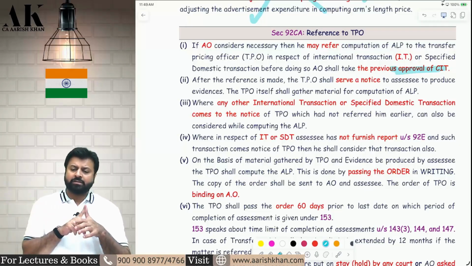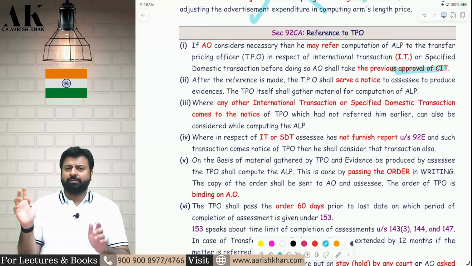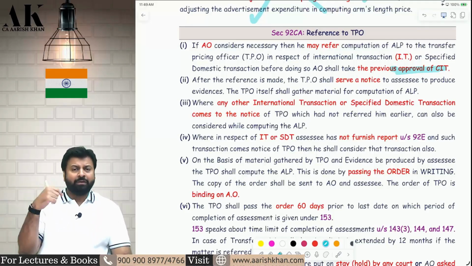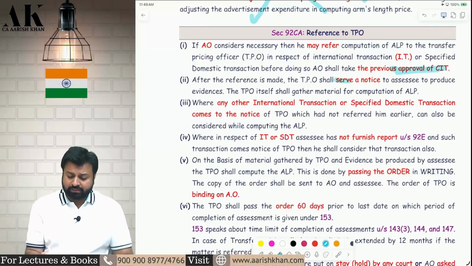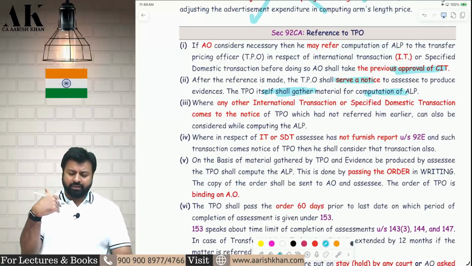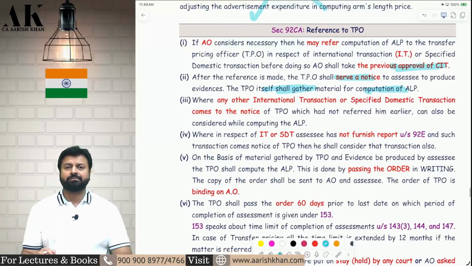I can refer international transfer pricing also. I can refer specified domestic transaction also to the TPO. Before referring the computation of arm's length price to the TPO, I will take commissioner approval. After that, the TPO will send you a notice and will ask for the information. Will ask you to produce information. TPO himself will also gather some information.